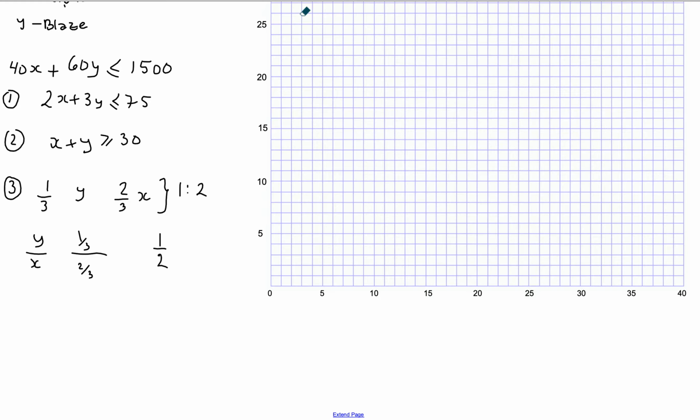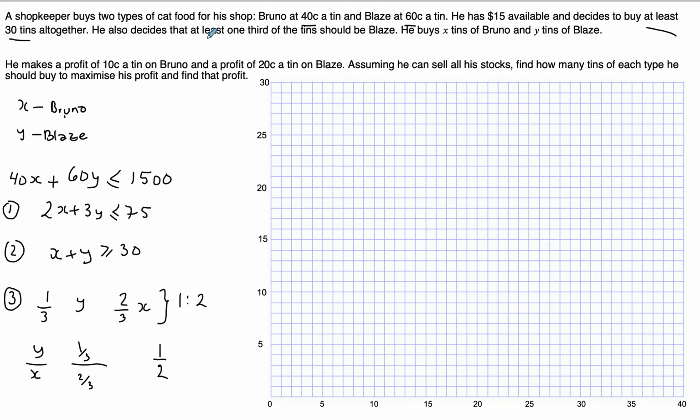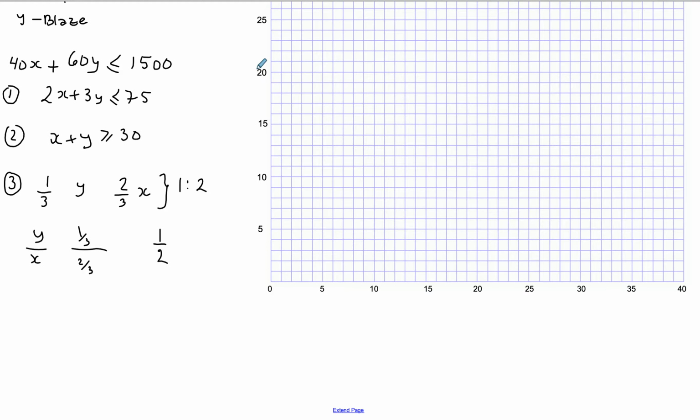Now we need inequalities, we don't need these arrows. So what is the inequality? Well, it says that it's at least 1/3 of the cans have to be Blaze. So it should be more or equal to this third, so this has to be greater than or equal to whatever this is going to be. So we have y over x is greater than or equal to 1/2. Well, we can't really graph it as such, so let's just cross multiply. I'm going to get 2y is greater than or equal to x. And you could rearrange and make y the subject if you want to, and then graph the y bigger than x/2. You should know how to graph this.